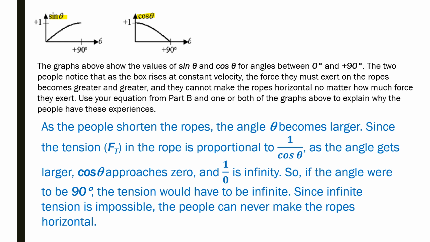So the two people notice as the box rises at constant velocity, the force they must exert on the ropes becomes greater and greater. Oh, so as it goes higher, it becomes greater. And they cannot make the ropes horizontal no matter how much force they exert. Use your equation from part B and explain why the people have these experiences. Again, keep it simple. Okay, here is an example solution.